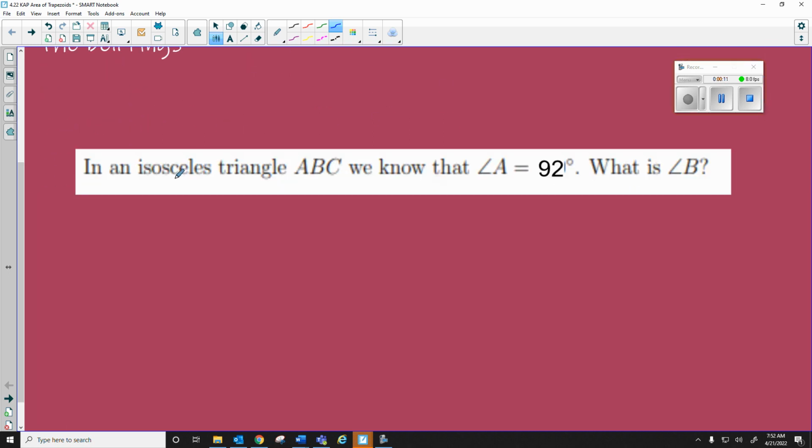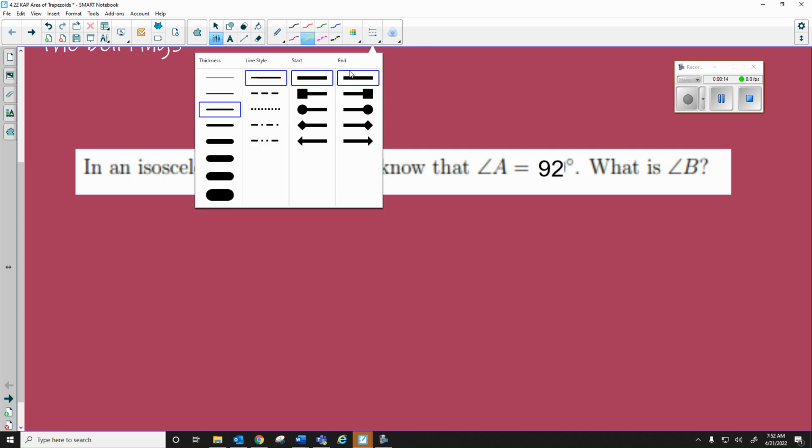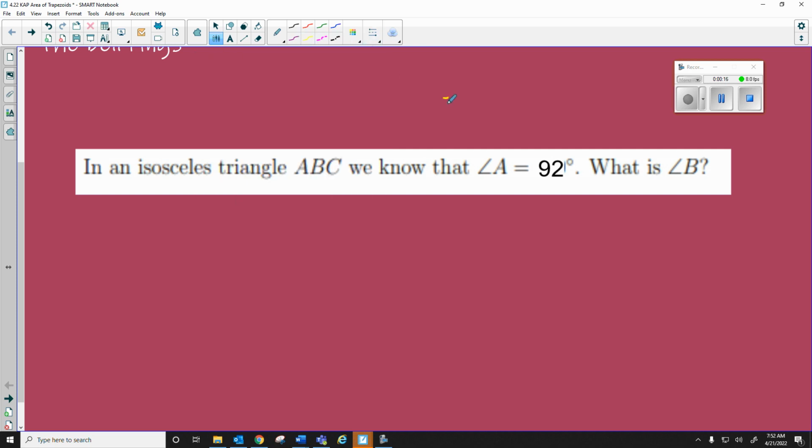Okay, so the warm up says an isosceles triangle ABC. We know that the measure of angle A is 92 degrees, and we need to figure out the measure of angle B. With any geometry problem, I really like to start with a picture. It helps me visualize what's going on. Label A, B, C. It tells me that it's isosceles, meaning two sides are the same, and we know that the measure of angle A is 92. So I'm going to go ahead and fill that in. We're trying to figure out what angle B is.